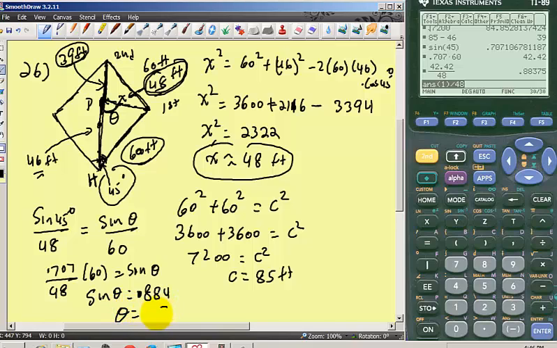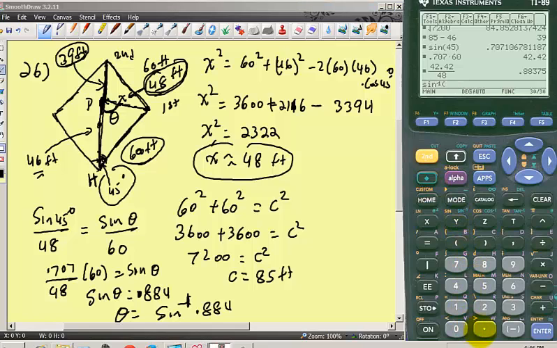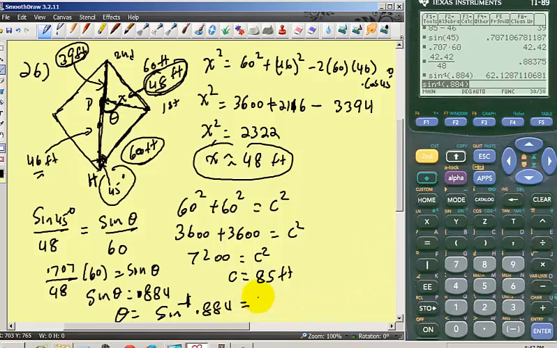Of course, we're going to have to take sine inverse of this. So my theta is equal to sine inverse of 0.884. So let's go ahead and get that. So it'll be sine inverse of 0.884, close the parentheses, and that turns out to be approximately 62 degrees. So this angle here is 62 degrees to face the first base. Alright, so number 25 is done exactly like this, except the numbers are changed.